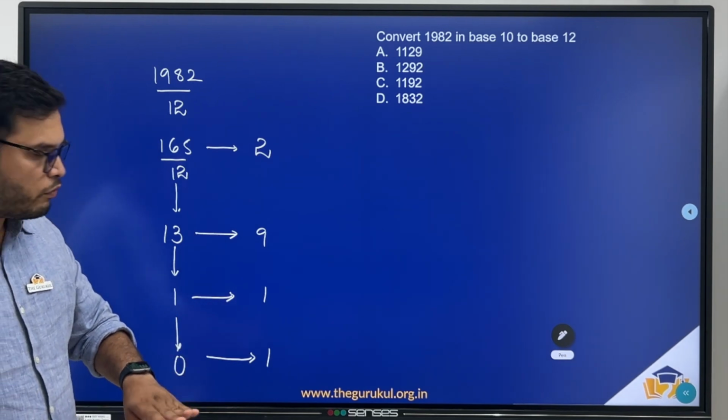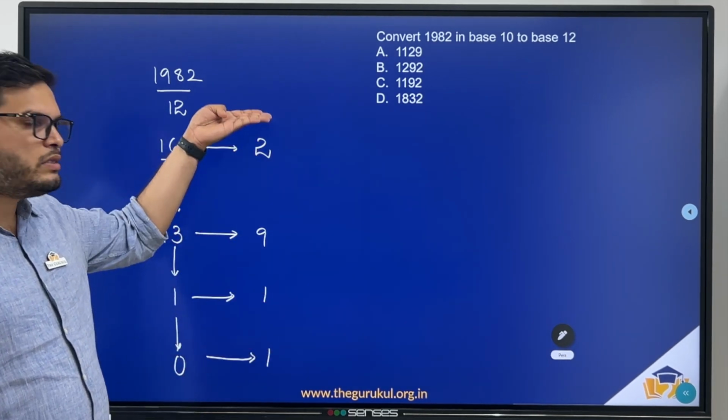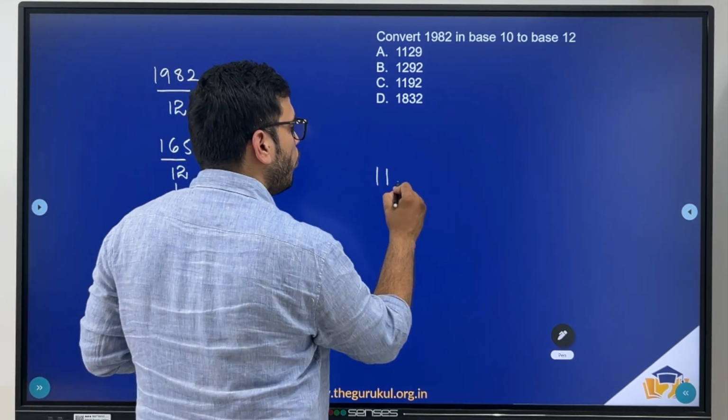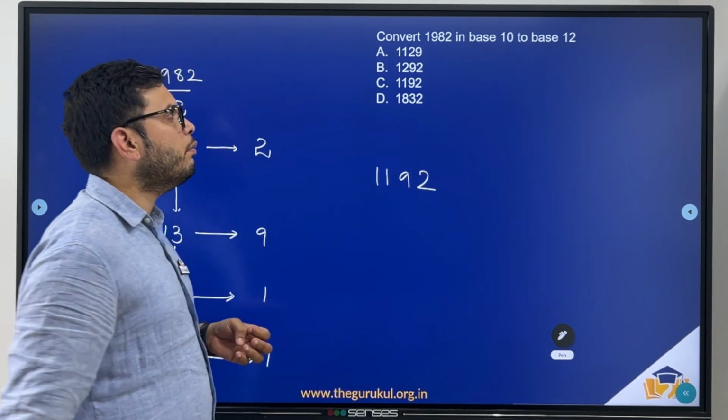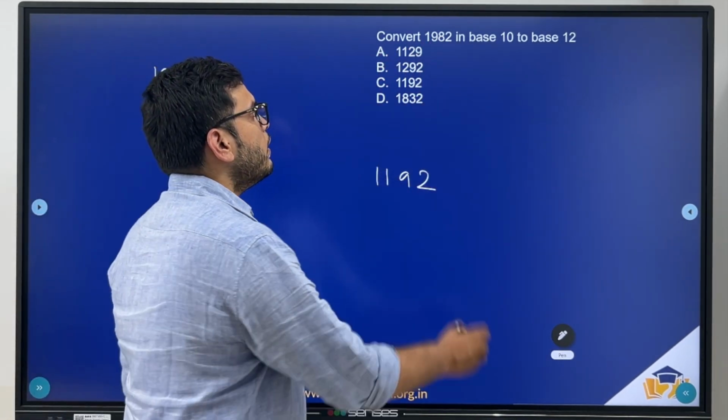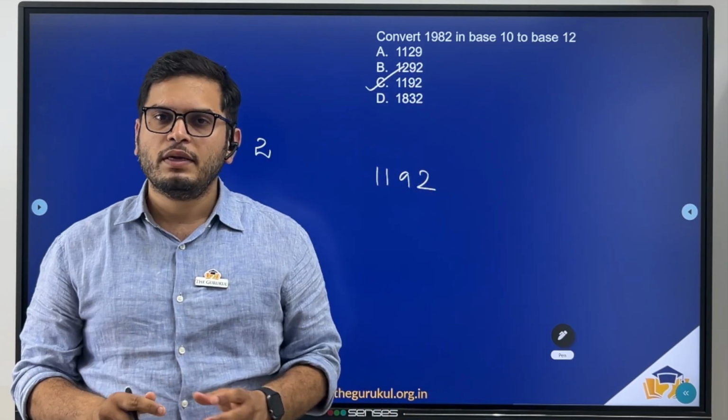So the answer for this question, you should be writing down the digits in the reverse order: 1, 1, 9, 2. So 1192 is the number when you convert 1982 in base 10 to base 12. Hence the answer for this question should be option C.